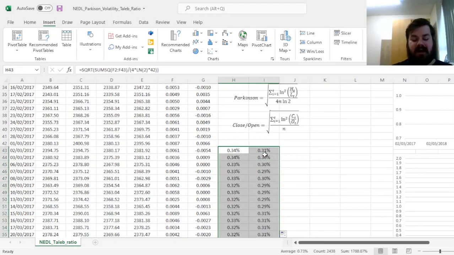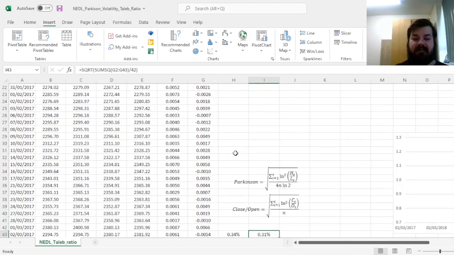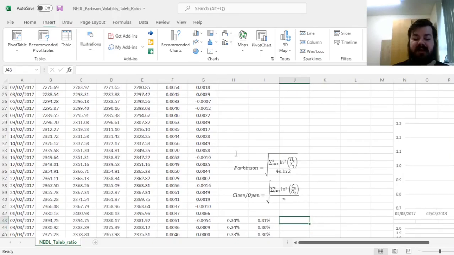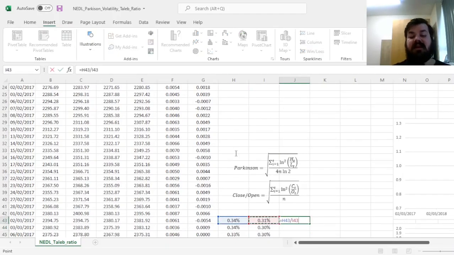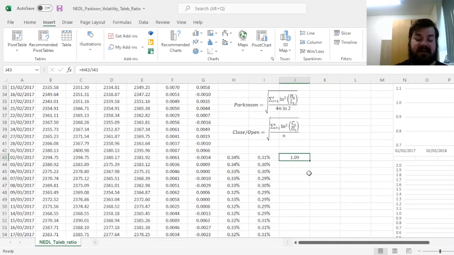And now we can impose these formulas throughout and calculate the so-called Taleb ratio, which is the ratio between the Parkinson volatility and the close to open volatility for a particular sample. So here, for the first 42 trading days, the Taleb ratio is 1.09, meaning that the Parkinson volatility is higher than the close to open volatility.